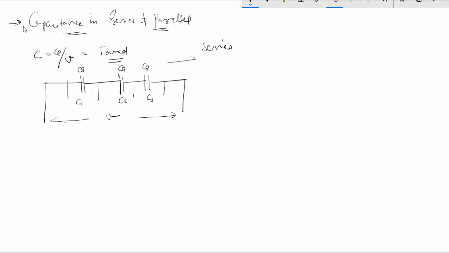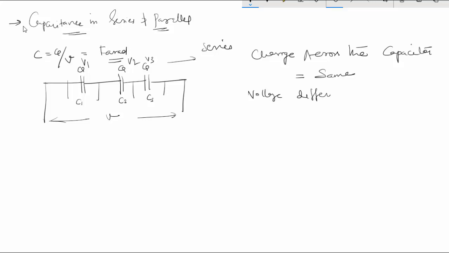So in series, the charge across each capacitor is the same, while the voltage applied across the capacitors will be V1, V2, V3. So the voltage will be different and the capacitance will be different.